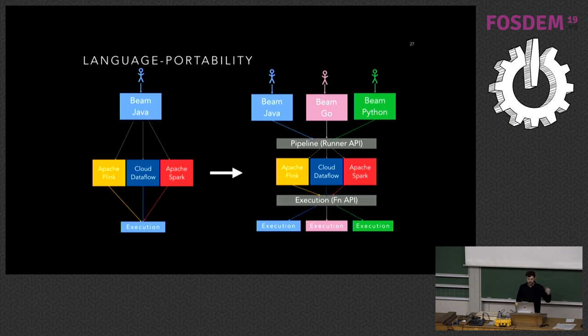And then what we also needed is, during execution, we have these language dependent parts. The execution engines are all written in Java, so when you have Python, you need to figure out a way to send data to that Python process and access state and all that. This is called the FN API. That way, we pretty much only have these two extra layers and just have to make sure the runners are compatible with that, and then we're good to go.